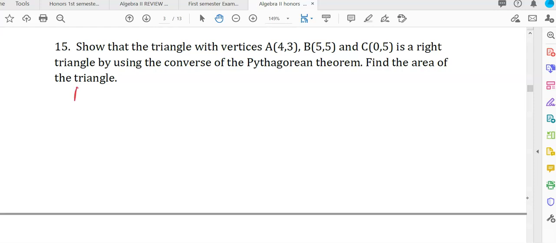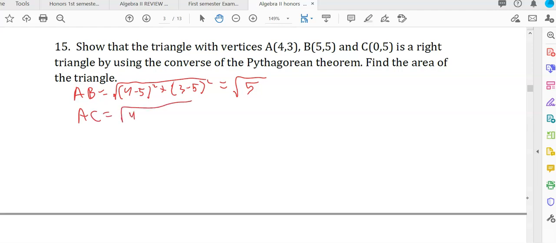Okay, so let's do AB again. So AB is going to be the square root of, let's see, 4 minus 5 squared plus 3 minus 5, which is square root of 1 squared, or -1 squared, which is 1, and -2 squared, which is 4. So 1 plus 4 is 5. Okay. AC can be 4 minus 0 squared plus 3 minus 5 squared. That's going to be 16 plus 4, which is 20, so square root of 20.